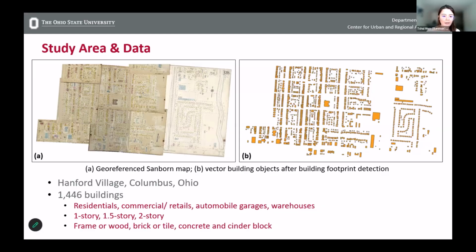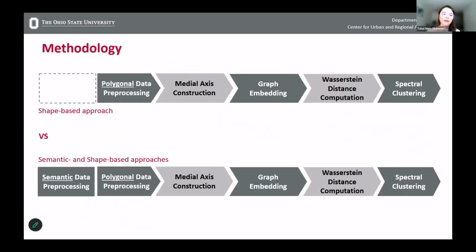They're all made up of residentials, commercials, and industrials, and they all have different numbers of stories, like 1 story, 1.5, 2 stories, and they are all made up of different construction materials like frame or wood, brick or tile, concrete, and cinder block. Next slide, please. So in terms of methodology, we are trying to compare 2 different approaches.